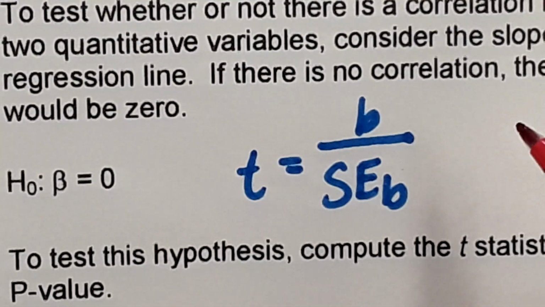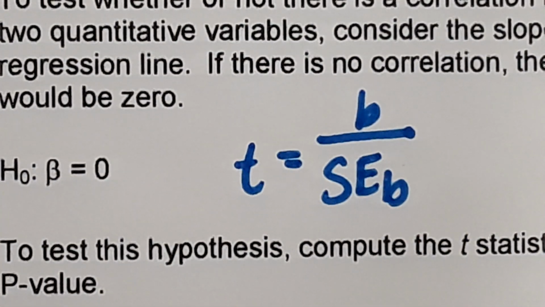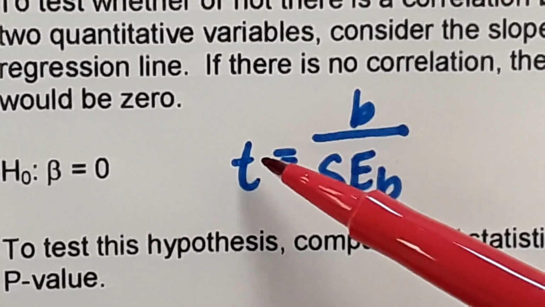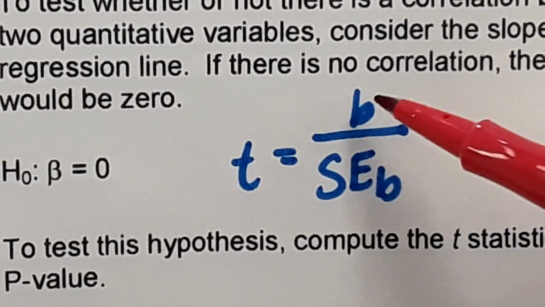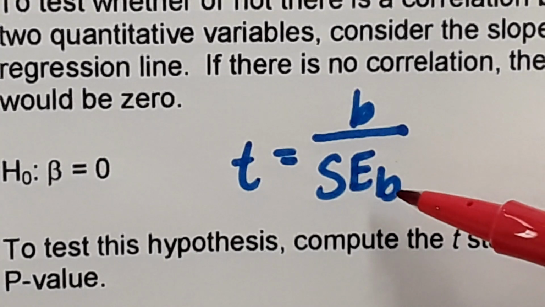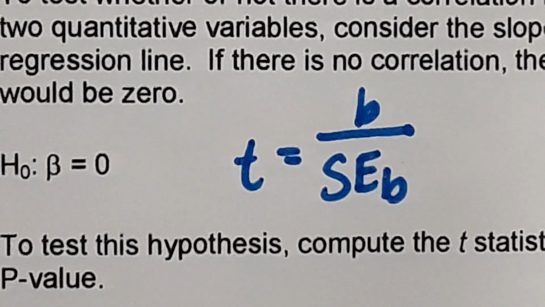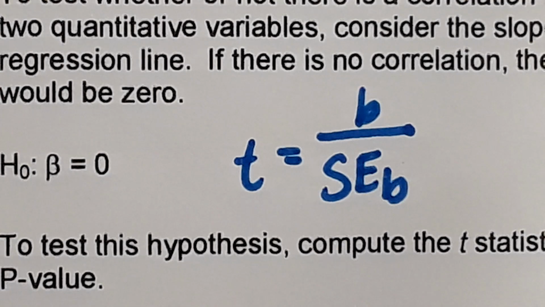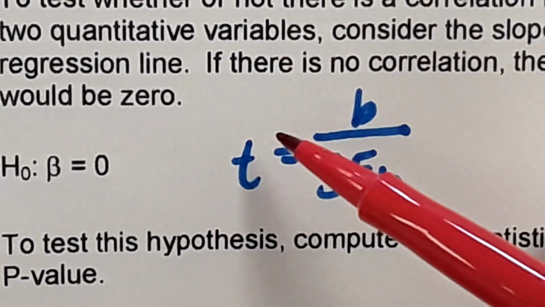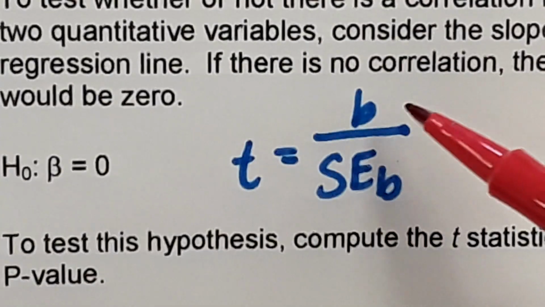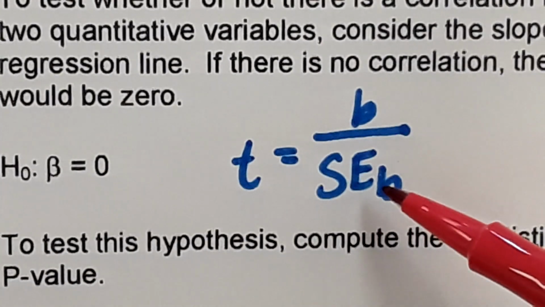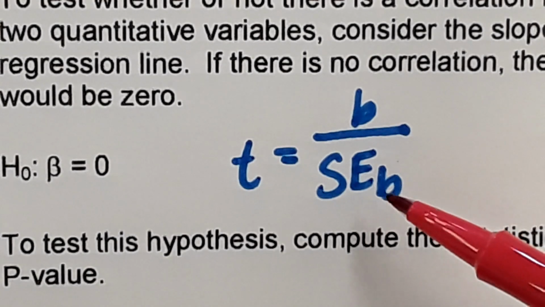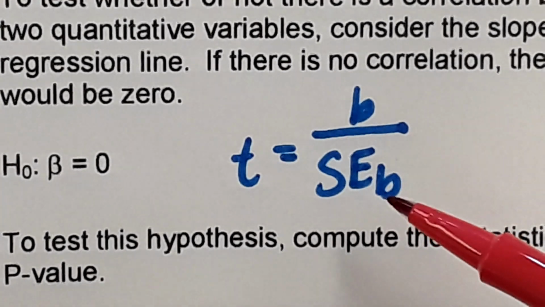So this is why I keep harping on the slope and the standard error of the slope. Because the test statistic is always going to be the slope divided by the standard error of the slope. So those two numbers that they give you, this is why you have to know where they are. Because they will ask you to find the test statistic and they will not give it to you. So the test statistic is, again, the slope divided by the standard error of the slope.